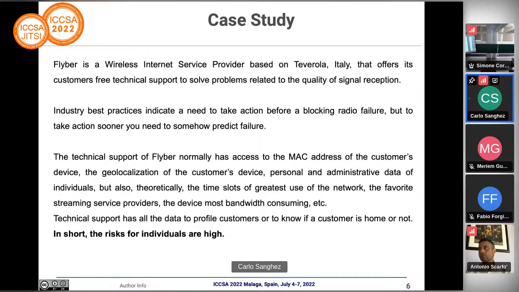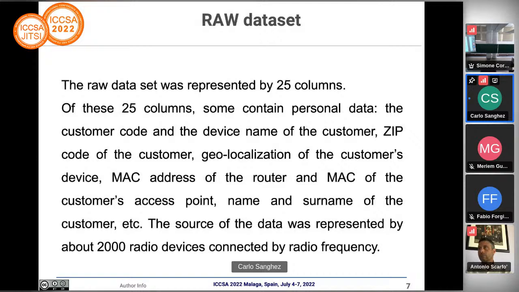Just a few words about the raw data set. In the very first experiment, the system uses a raw data set represented by 25 columns, and some of these columns contain personal data. As I already said, the customer code, the name of the customer, the zip code of the customer, etc.